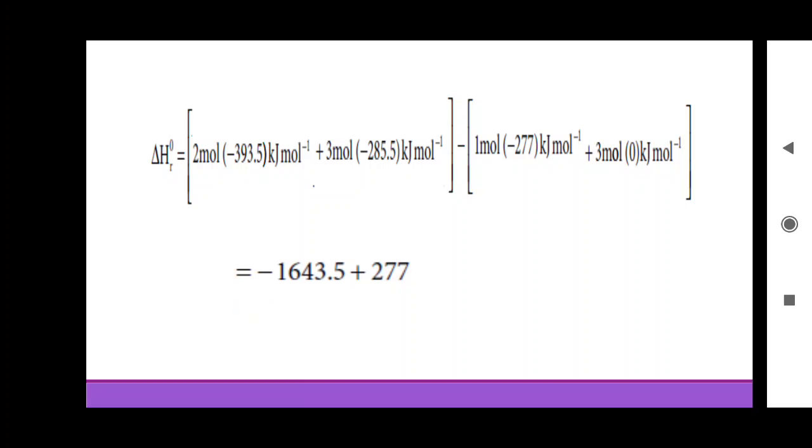Now the product side value minus 1643.5. So right side minus minus plus 277. Finally delta H R, the standard enthalpy of reaction, equals minus 1366.5 kilojoule.